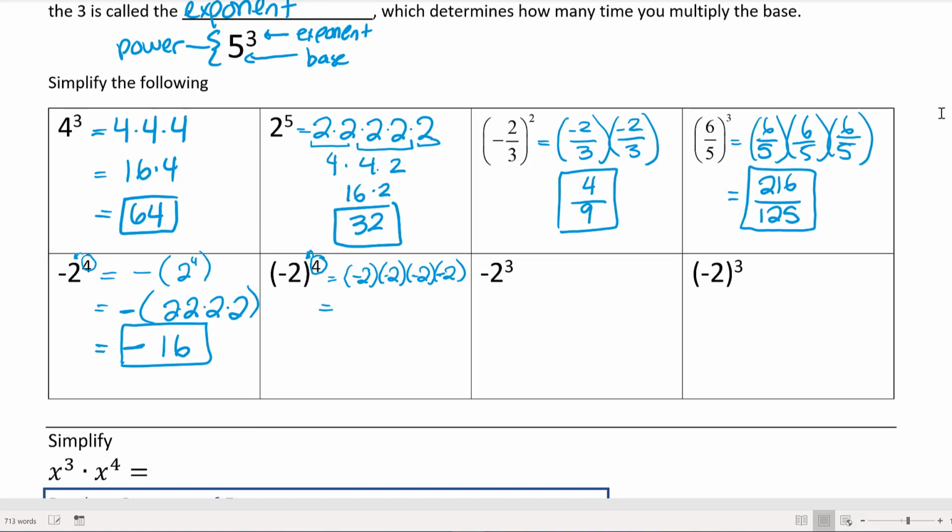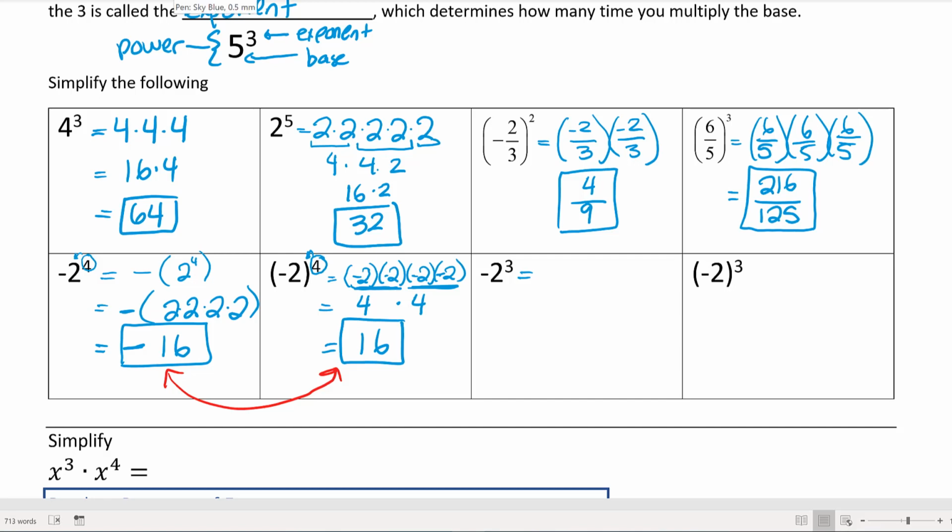So in this case, negative 2 times negative 2 is positive 4. Negative 2 times negative 2 is positive 4. And positive 4 times positive 4 is positive 16. Notice that they're not the same. When we have a negative out in front, the answer is just going to be negative. When there's a negative inside the parentheses, it turns out sometimes it's negative and sometimes it's not negative, depending on how many. Let me demonstrate this on the next problem.